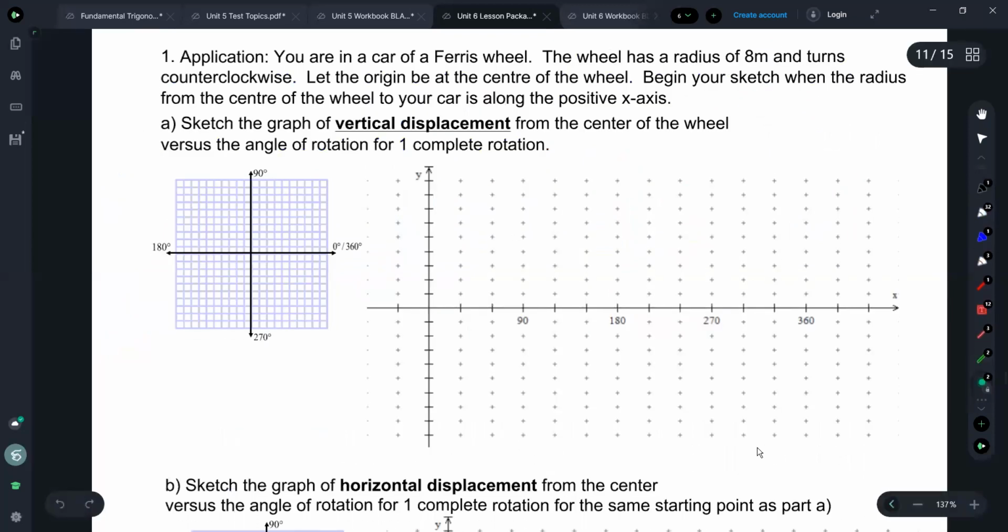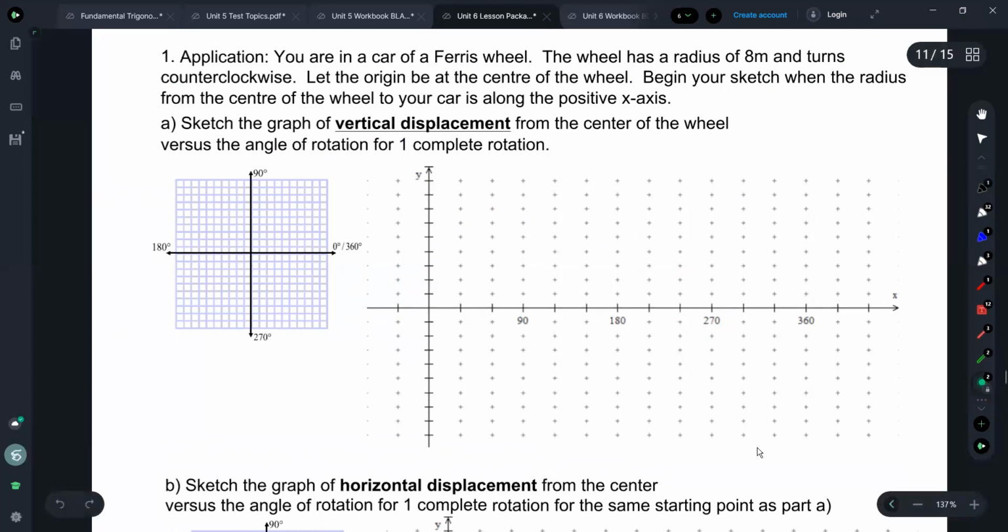Okay, so let's take a look at a Ferris wheel to start. This Ferris wheel has a radius of 8 meters. It's turning counterclockwise. We're going to let the origin be the center of the wheel, and we're going to begin our sketch when the radius from the center of the wheel is along the positive x-axis. So our usual 0-degree elevation. Sketch the vertical displacement from the center of the wheel versus the angle of rotation for one complete rotation.